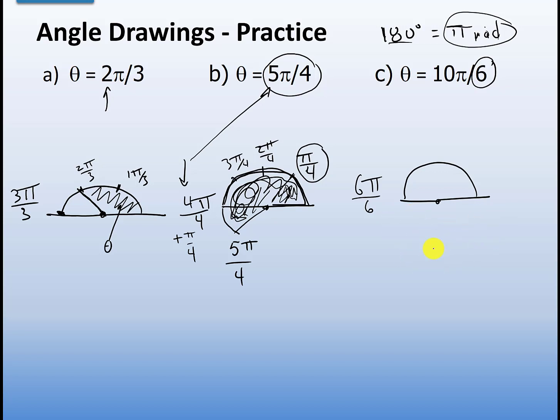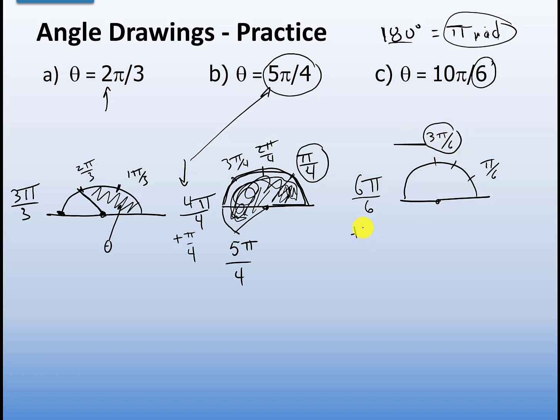So let's back up and get some more numbers here. Let's cut it in half. Now if I cut it in half, 6 pi sixths going back half, that would make this 3 pi sixths. And then if I divided this, that would be 2 pi sixths, 1 pi sixth. So there is 1 pi sixth, 2 pi sixths, 3 pi sixths. So I'm trying to get up to 10 pi sixths. Well, here's 3 pi sixths.